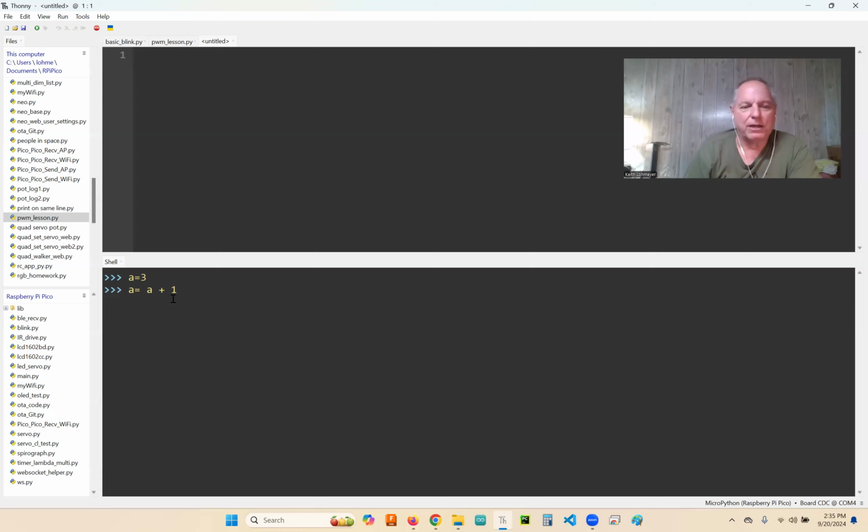So with that in mind, you had a was equal to 3. This is the same thing as saying a is equal to 3 plus 1. So now when we do it, we can put our print a, and you'll see that a is now equal to 4. So that's a little bit hard to get your mind around, but it's just the way that it works in math.